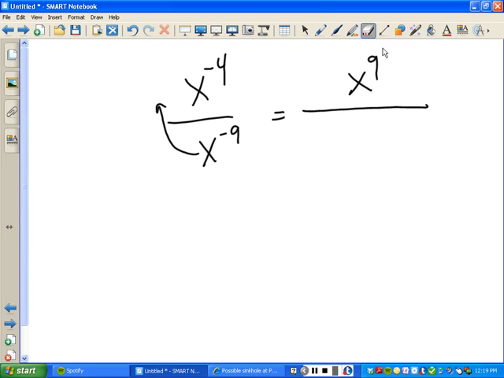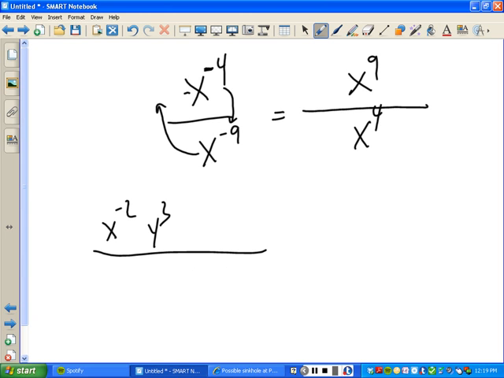Okay. X to the -4 goes to the bottom, right? Why? Well, it's negative, and it's on top. So it has to move to the bottom. Anytime you have a negative exponent on top, it moves to the bottom. So if I have x to the -2, y to the 3, z to the -4, then what's going to happen? The x to the -2 moves to the bottom. The z to the -4 moves to the bottom. The y to the 3 would stay there. Okay?